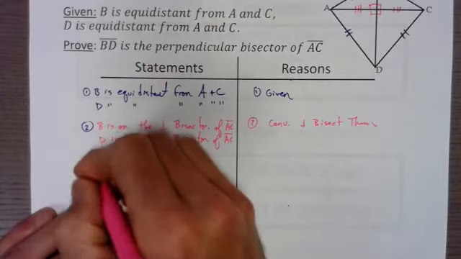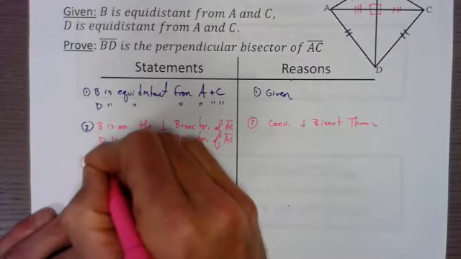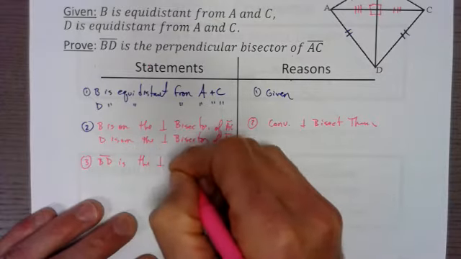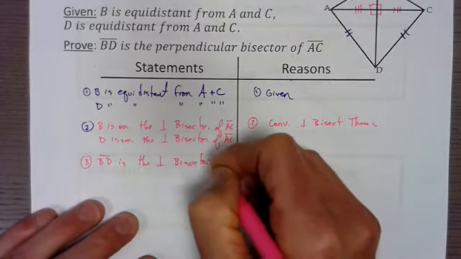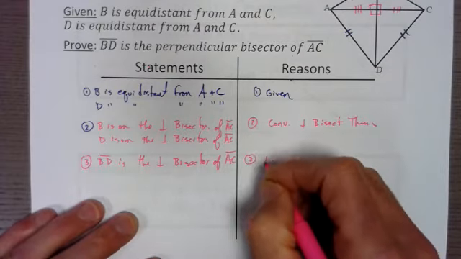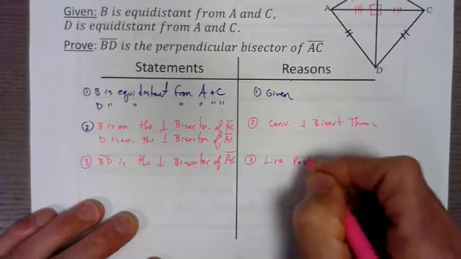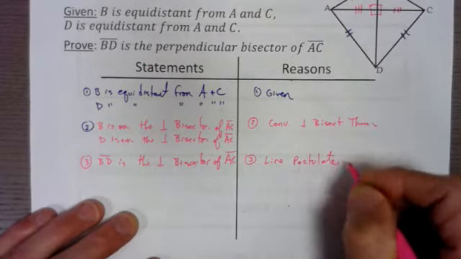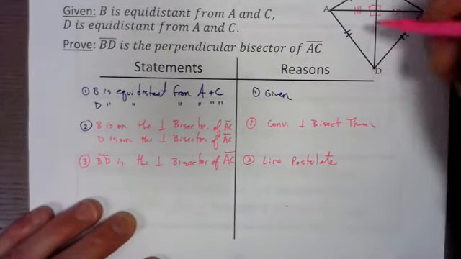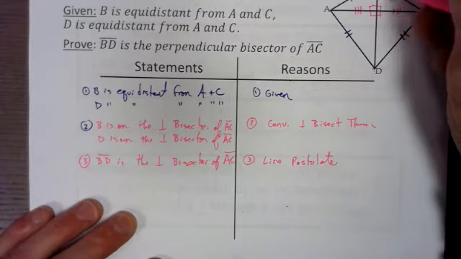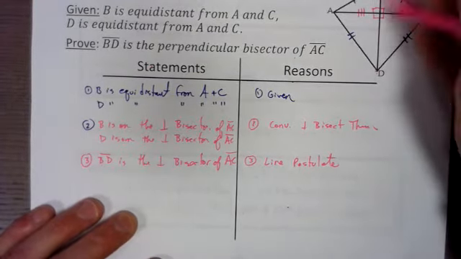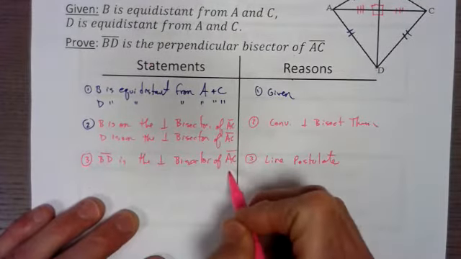Three, BD is the perpendicular bisector of AC. And what's the reason for that? The line postulate. Because if B and D are both on the perpendicular bisector, then the perpendicular bisector has to be BD, because the line postulate says there's only one line that can exist between two points, which in this case is the perpendicular bisector.